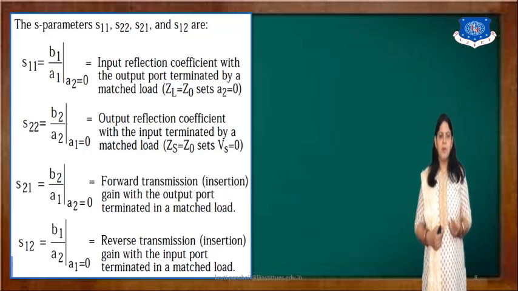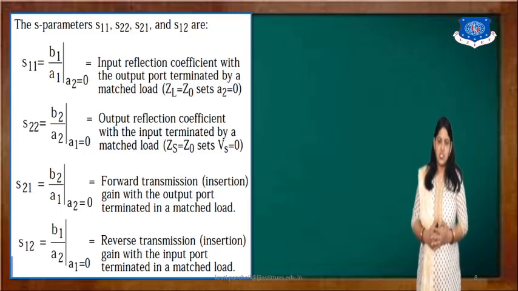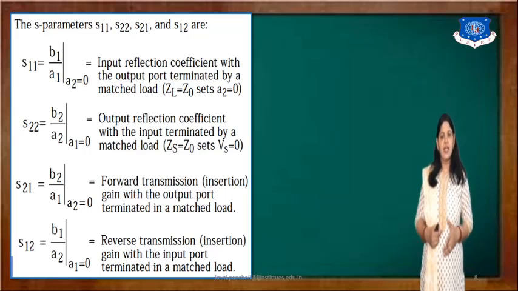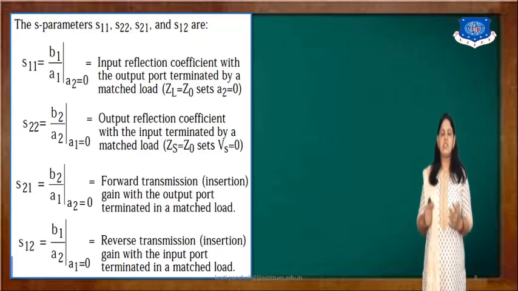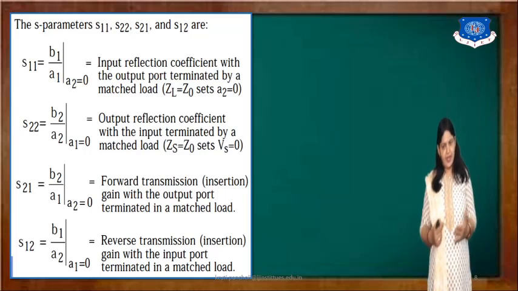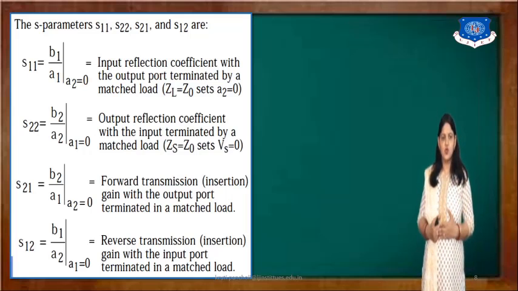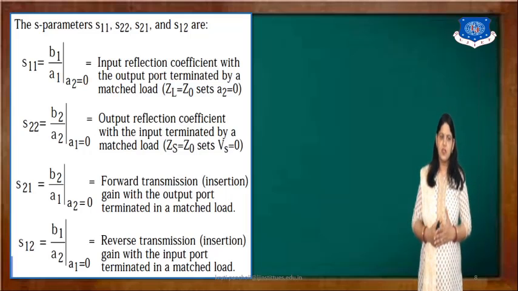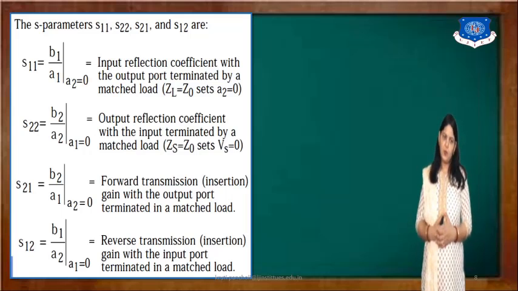S22 is equal to B2 upon A2 while A1 is equal to 0. It is the output reflection coefficient. So while the input port is connected with the matching load, or we set Zs equal to Z0 and Vs equal to 0, at that time B2 upon A2 is the output reflection coefficient while A1 is 0.